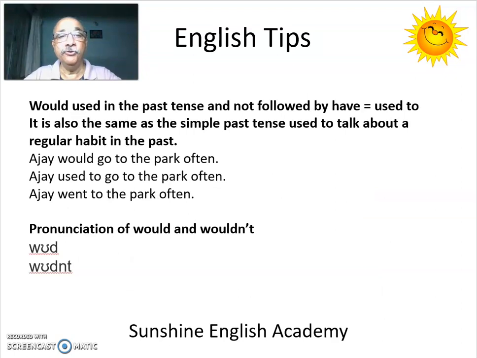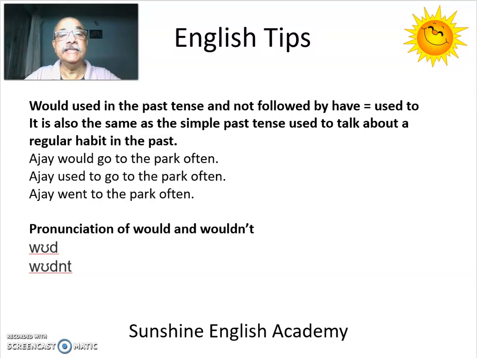Next, when would is used in the past tense and is not followed by have, it is the same as used to. It is also the same as the simple past tense used to talk about a regular habit in the past. So when would is used without have in the past tense, it is used to talk about a regular habit. So here are our examples. Ajay would go to the park often is the same as Ajay used to go to the park often. And that is again the same as Ajay went to the park often. All three sentences are used to talk about a past habit or something that happened regularly in the past.